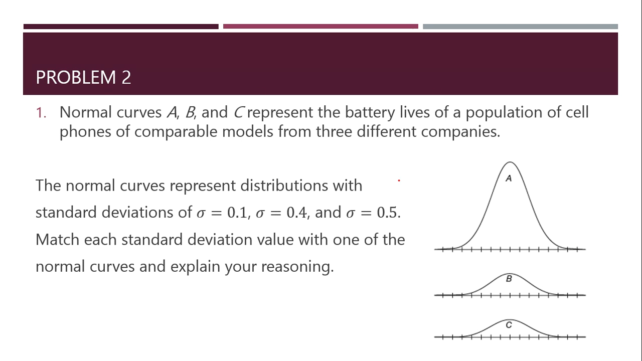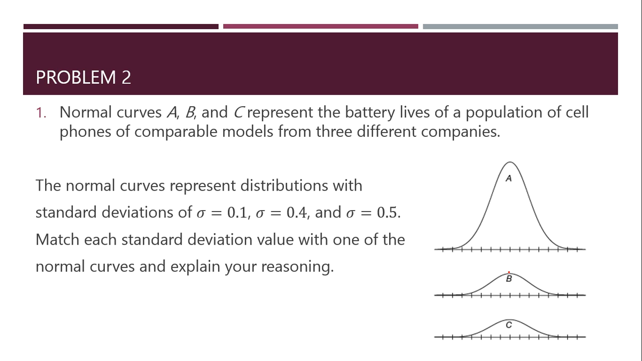So we won't go into all the details here, but if I were looking at these three normal curves, and I was told that one of them had a standard deviation of 0.1, another one had 0.4, and another had 0.5, could we match these up? Well, I'm looking at A, which is the tallest one out of all of them and definitely the least spread out. It's pretty clustered around the middle here. So to me, that says that A is going to have the lowest standard deviation. So I would put 0.1 with A. It would have the lowest standard deviation.